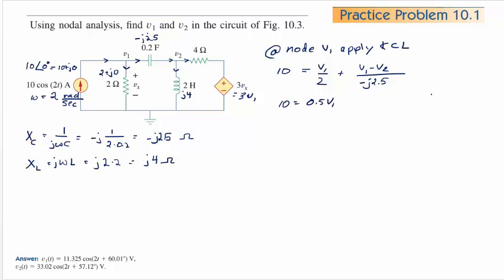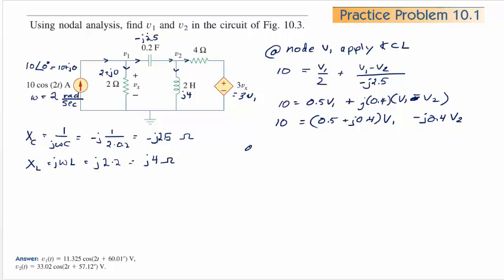0.5 V1 plus, with a complex number or imaginary number in the denominator, that actually becomes j0.4 in the numerator, V1 minus V2. And in the end I get 10 equals 0.5 V1 plus j0.4 V1 minus j0.4 V2. So this is one equation.